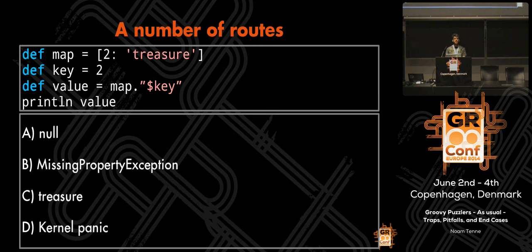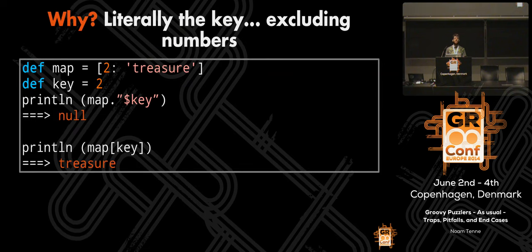B, missing property. Okay. C, treasure. Will I get my treasure finally? No. Kernel panic. I mean, why do I still do it? Okay. So null is the correct answer once more because keys are taken literally, excluding numbers. So, my key still must be a number, except the square brackets. Except the square brackets, yeah.